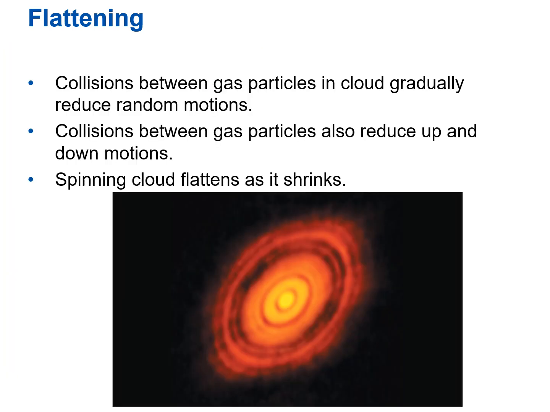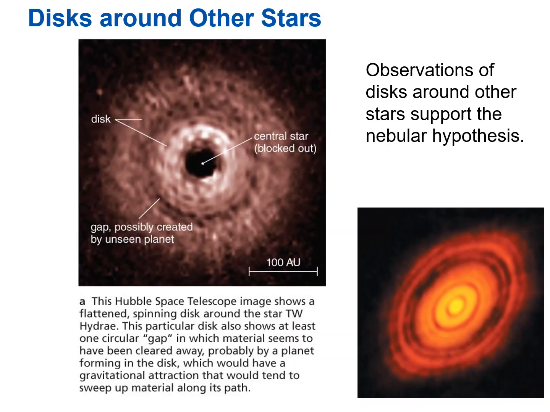So collisions between gas particles in a cloud gradually reduce the random motions. Collisions between gas particles also reduce up and down motions. And so the spinning cloud flattens as it shrinks. And this, again, it's a photo I've shown you before. It's a photo of out there in space, a hot center, and the disk that's forming. So this one day we think will be a star system with planets.